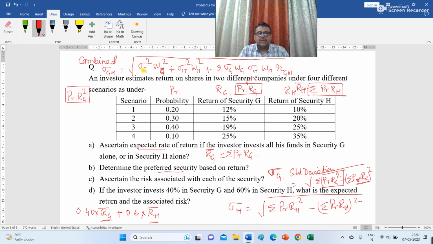We will calculate the standard deviation of security G. So we'll calculate the square of it, and the weight of G is 0.4 and weight of H, that is the amount that is invested in security H, is 0.6. And we will need to calculate here the correlation coefficient of the two security. This is question D. Now let us proceed with the solution. I have explained here what are the different constituents that we are going to calculate in solving this question.